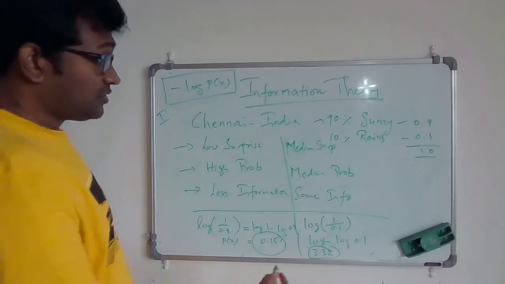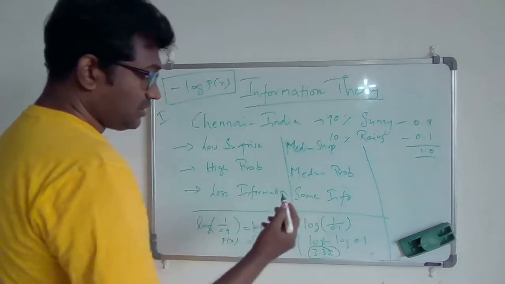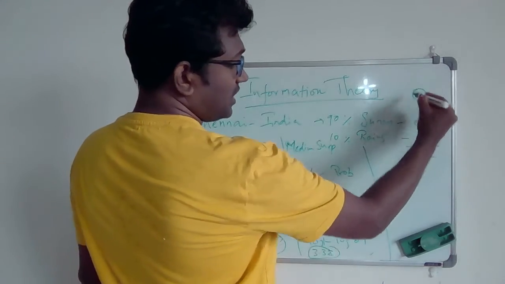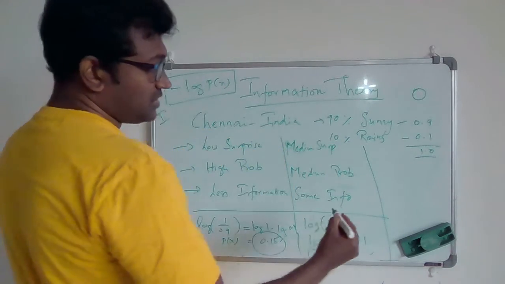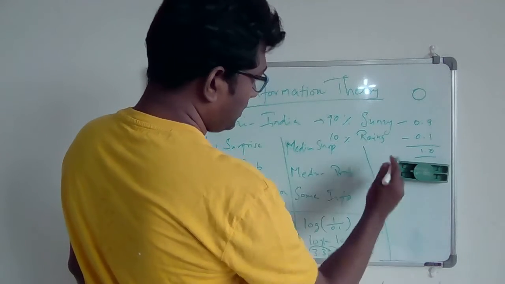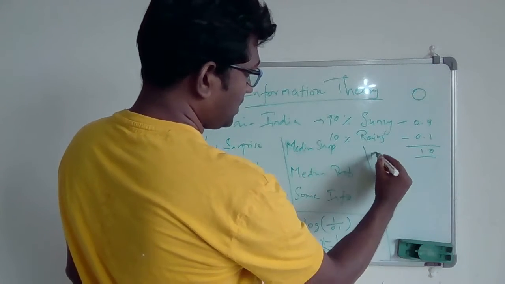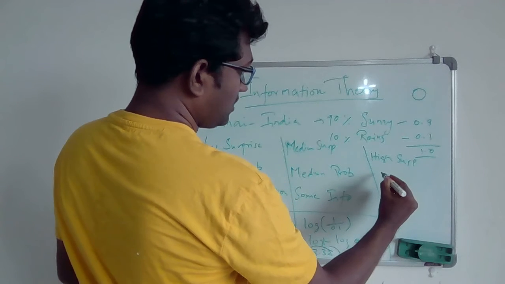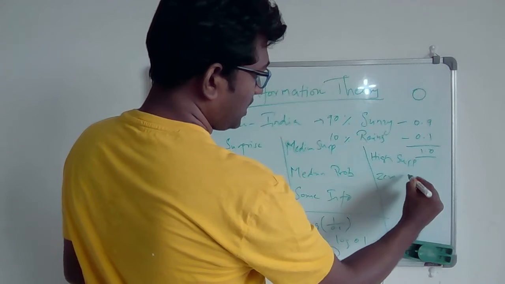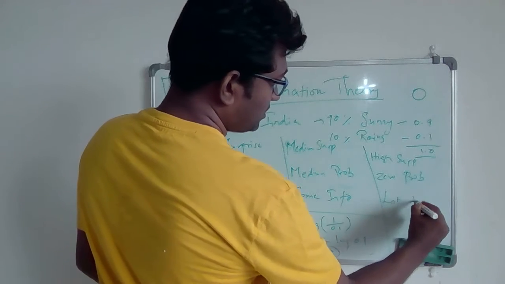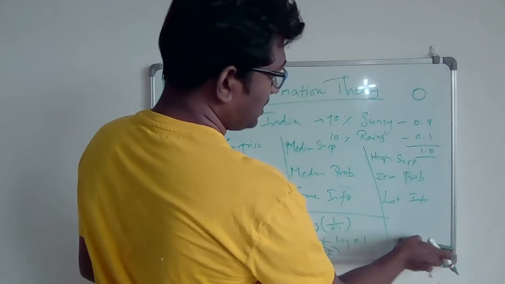Suppose somebody says it's going to snow. The probability of snowing in Chennai is 0. It never happens. So what happens in this case? It becomes a high surprise. It is like 0 probability, it will never happen, and it has a lot of information because, oh my god, this will never happen.